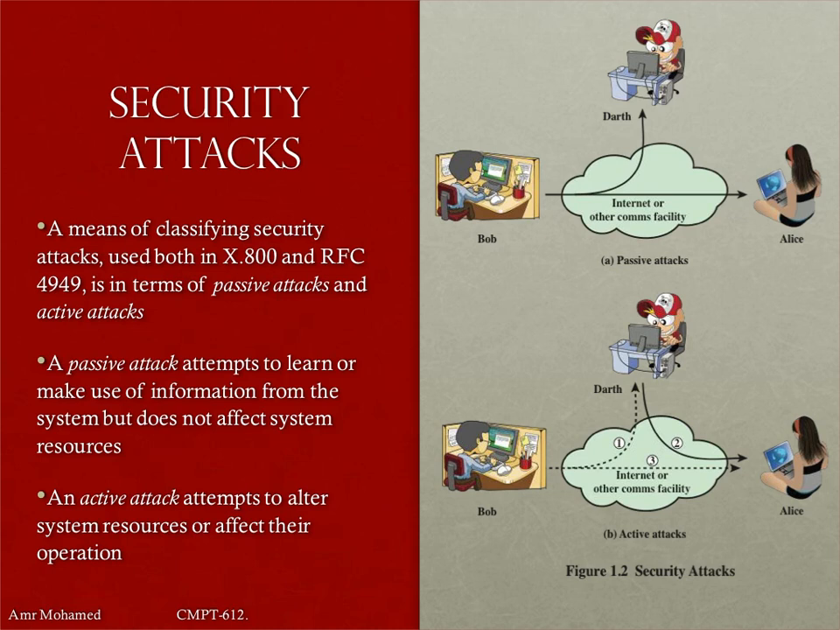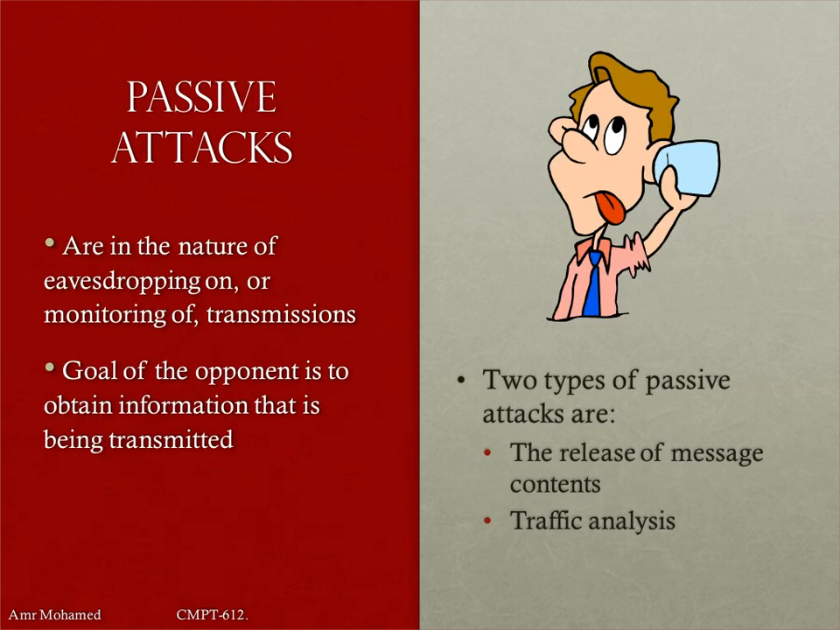So active attack talks about the fact that when I listen, I get critical information and then I try to impersonate someone, corrupt the data that is being exchanged, or compromise a system using denial of service attacks. All of these are examples of active attacks. Is that clear? Any questions? So this is the difference between the two.